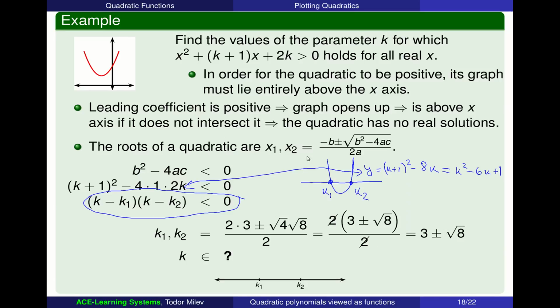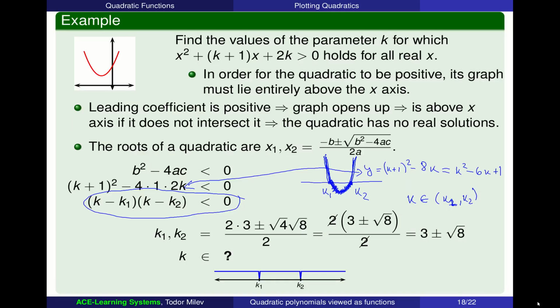And I need to find where the graph of that function is negative. The graph of that function is negative when k is somewhere here, right? So when k is between k1 and k2, that's where the graph of that quadratic is below the x-axis, which means that this quantity here is negative.